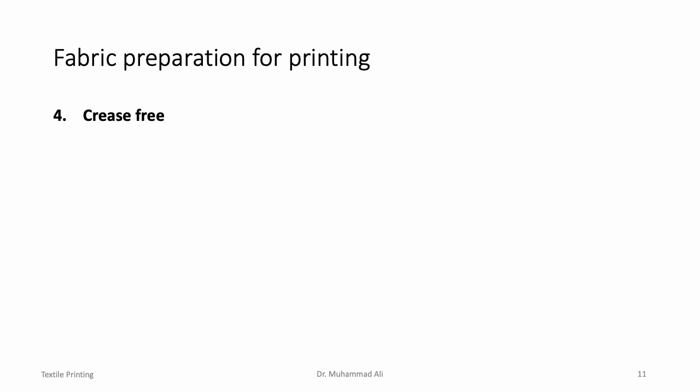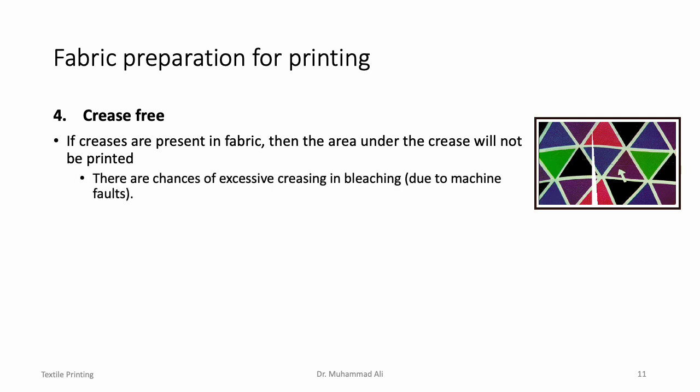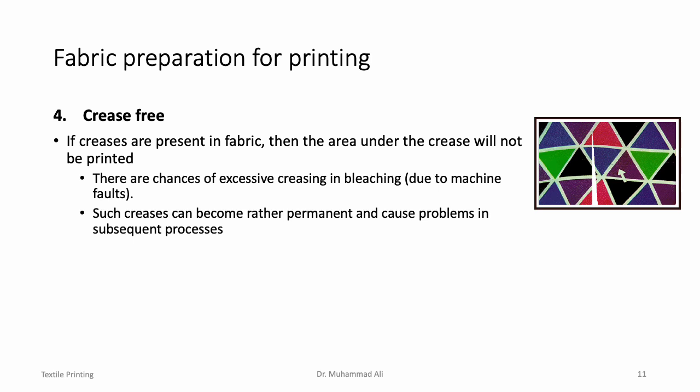One requirement for printing, which is perhaps obvious to a certain extent, is to ensure that the fabric is crease-free during printing. Because if creases are present in the fabric, then the area under the crease will not be printed. And after printing, it will appear as a white unprinted area. Now, why is this problem of creasing so important? Because depending on the machine condition, there are chances of excessive creasing in bleaching. There is also a possibility that such creases become rather permanent, and therefore we face all sorts of problems in subsequent processes.